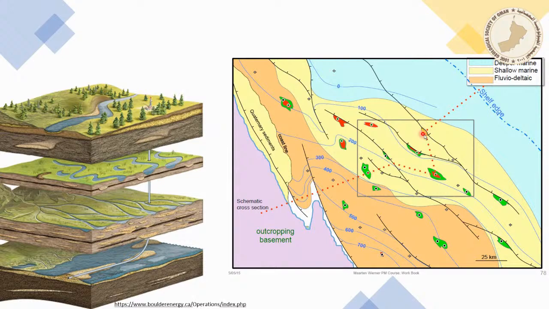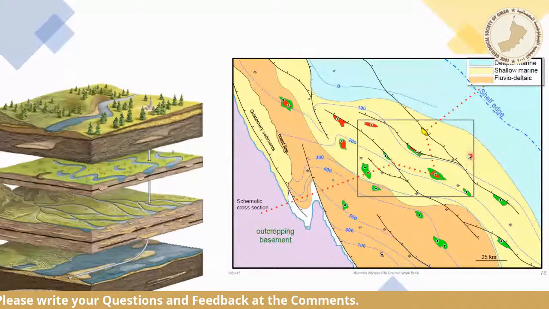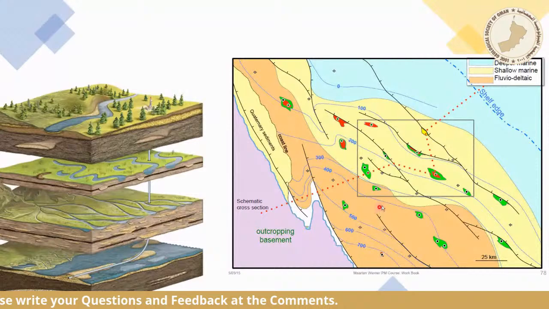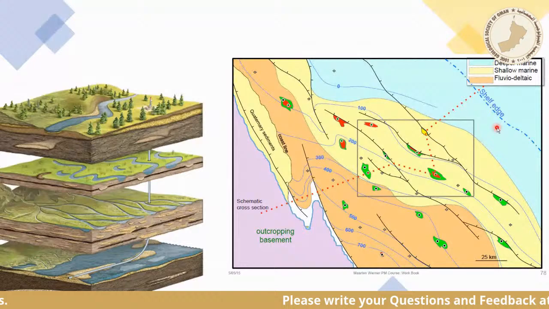I know that there's a shelf edge here. You have different shallow marine rocks over here, and you have the fluvial delta. So let's say the channel goes toward this, and then it reaches the sea, and then you have the deep sediments. All right? Is that it? We are far from over.